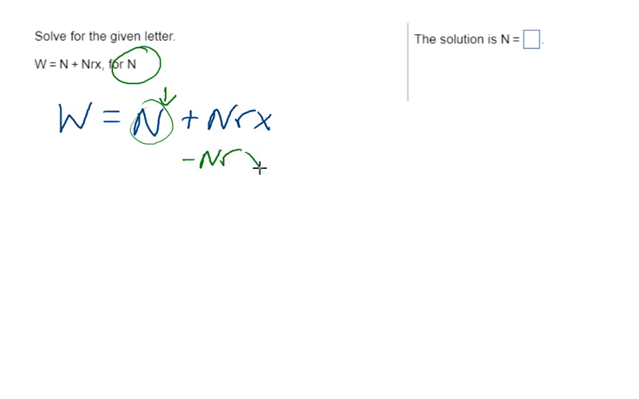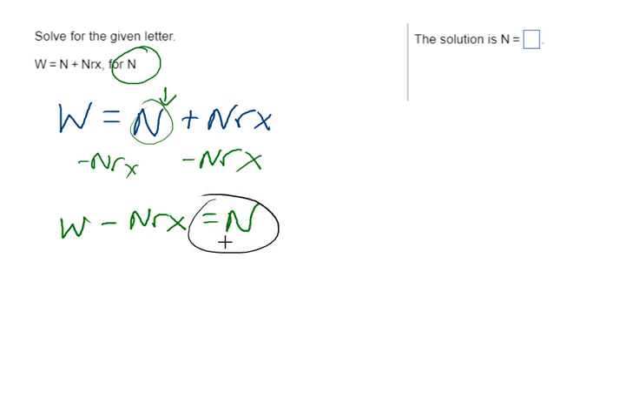I'll subtract the nrx to the other side, and they will come up with this as their answer: w minus nrx equals n. And while this part looks good, that's the way you want the answer to look, n equals something, it's not really solved for n because you still have an n on the other side. So you didn't really isolate that variable because it's still in two different places. So this isn't going to work. What we need to do is rewrite this equation so there's only one n instead of two n's.